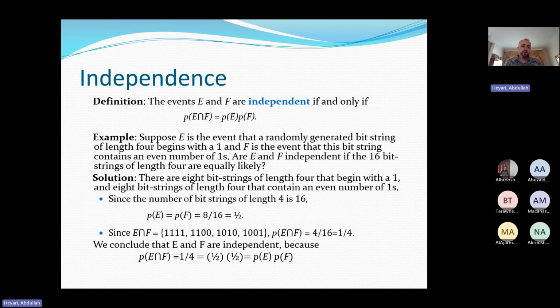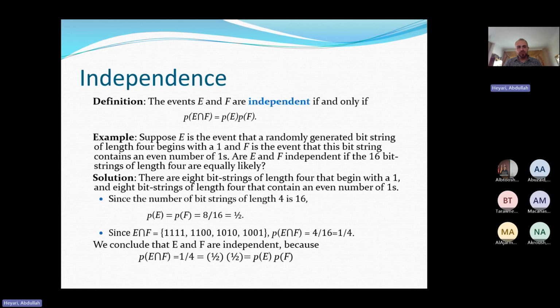That's the probability of the intersection. So what about having an even number of 1s, and what about having those starting with 1? Those starting with 1 are 1/2, and an even number of 1s is also 1/2.